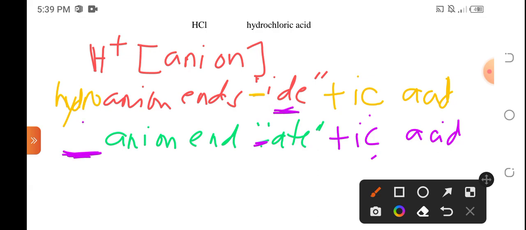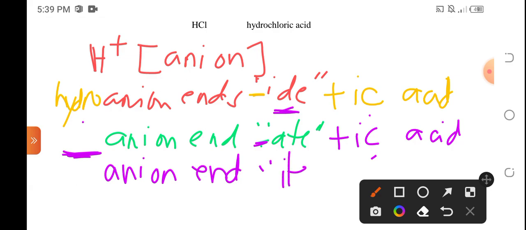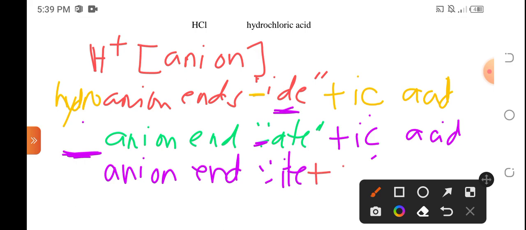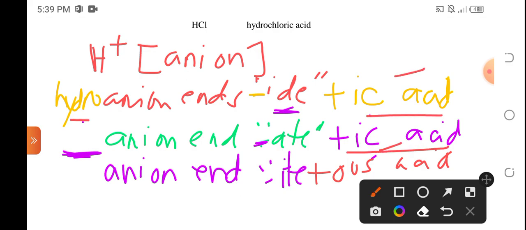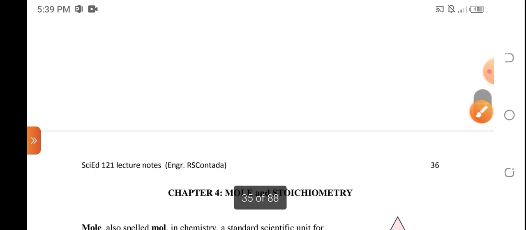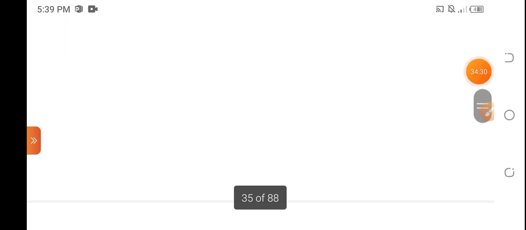Okay? And then, of course, those anion that ends with ITE, like nitrite, sulfite, okay? So, you remove that ITE, you replace it with OUS plus the word acid. Okay? So, usually, ito lang yung ending ng mga acids. IC acid, hydro IC acid, and OUS. Okay? Okay, so that's it.